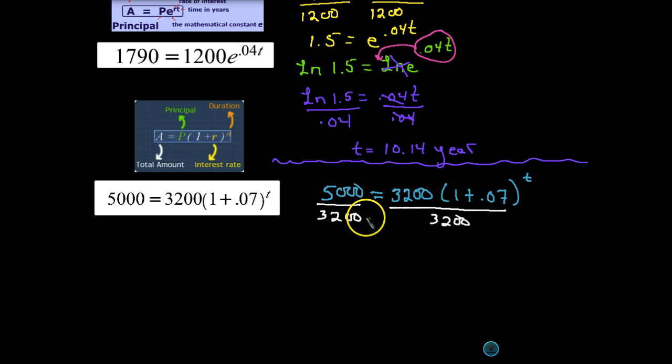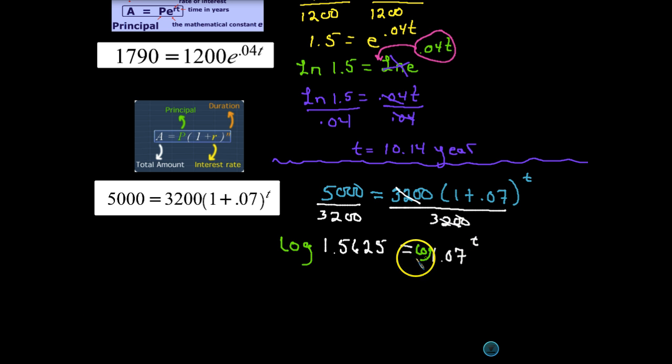So in my calculator, I'm going to divide 5,000 by 3,200, and I'll get 1.5625, and I didn't round quite as much there. And then on the right side, the 3,200s cancel. I can add the 1 plus the 0.07 because they are in parentheses together, and then raise to the t power. Well, I'm ready to go. All I need to do now is take a log of both sides, so I can take a log of this side, and I can take a log of this side.